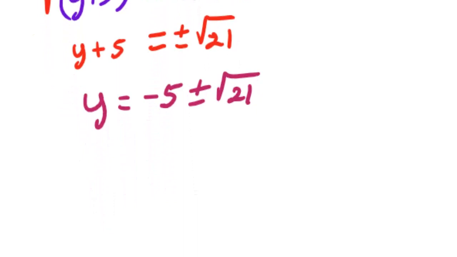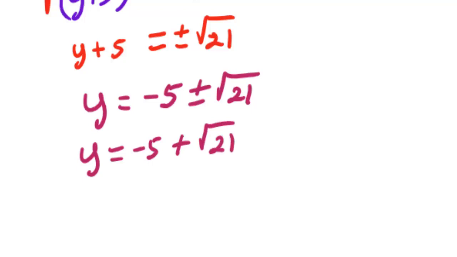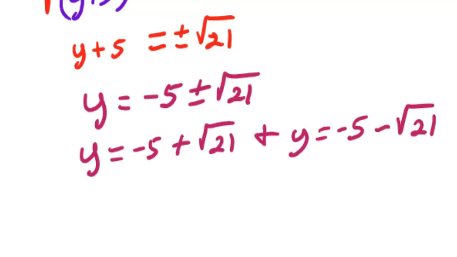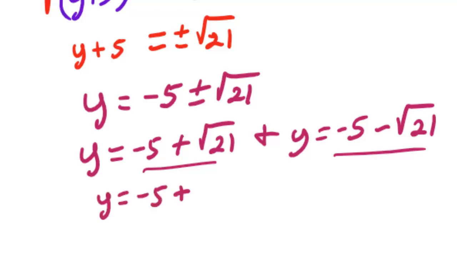So that really means that y is equal to negative 5 plus the square root of 21, and y is also equal to negative 5 minus the square root of 21. Now you can leave your answers like this, and this would be what we call the exact solution because the square root of 21 is irrational. But you could use a calculator and estimate it. So the square root of 21 is approximately 4.58.